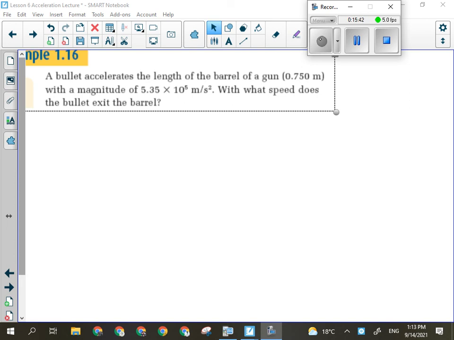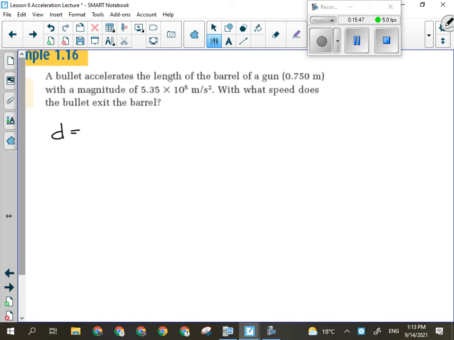So what we have right now is that we know the distance the bullet is going to accelerate. It's 0.750 meters. We know the acceleration of the bullet, and it's massive. A bullet is going really fast when it leaves the barrel of a gun, and a barrel of a gun is not very long. So it doesn't take very long for the bullet to get out, which means it has to be accelerating at a huge amount. 5.35 times 10 to the 5 meters per second squared. That is a huge rate of acceleration.